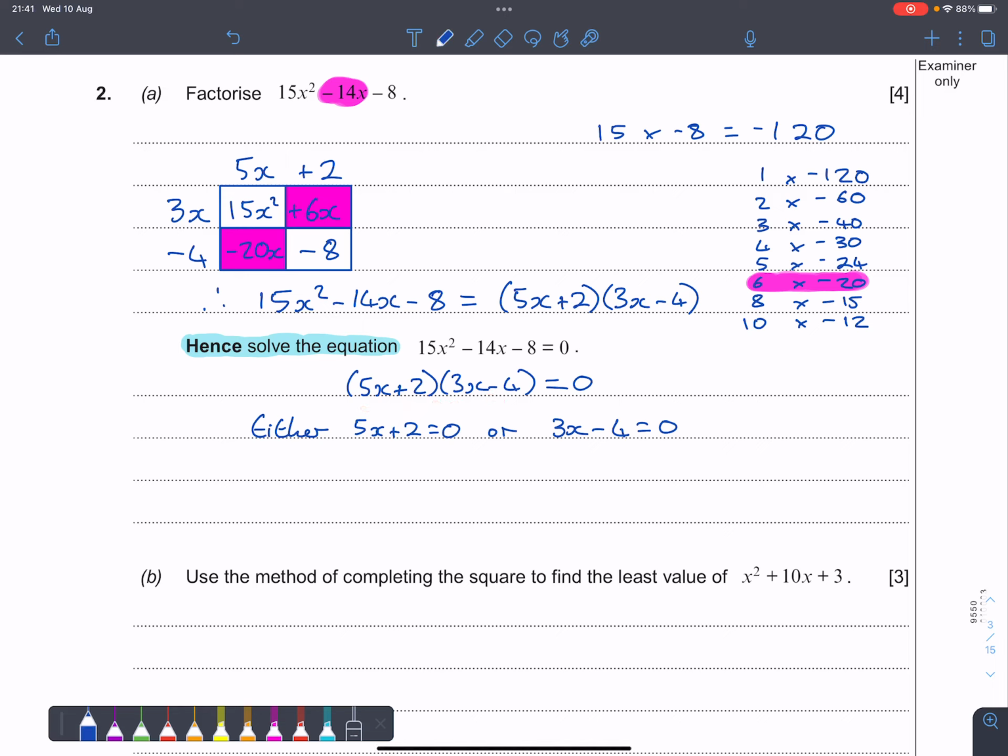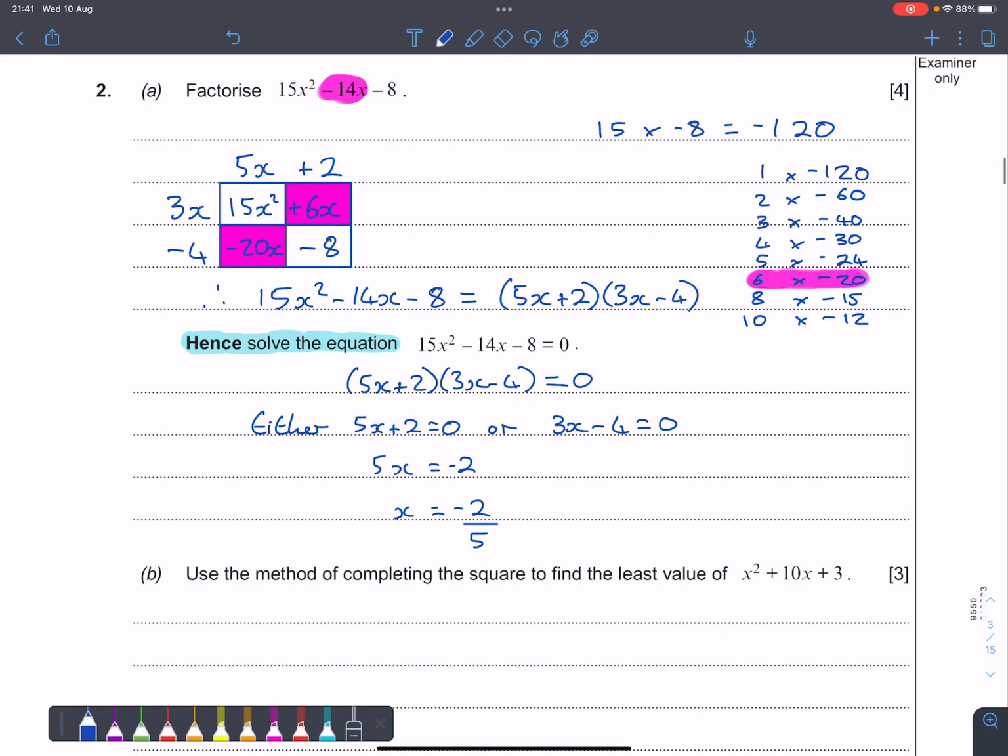Now we have two linear equations to solve. On the first one, I'm going to subtract 2 first, so I get 5x = −2, and then divide by 5, so x is −2/5. And on the second one, I'm going to add 4 first, so I get 3x = 4, and then divide both sides by 3, so I get 4/3. And those are our solutions.